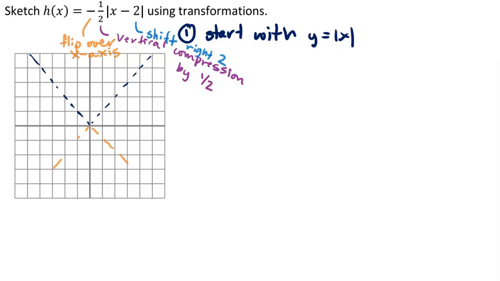Okay, so I can do those in the order that I listed. It doesn't matter whether you do flip or compression first, but you should do that shift last to be careful. Sometimes it won't matter if you mess up the order, but other times it absolutely will, so just train yourself to do that order of operations.